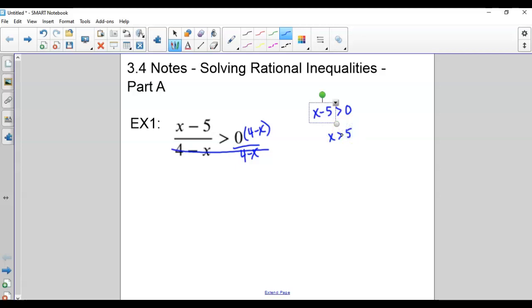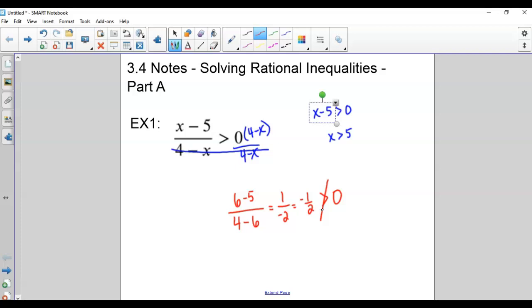Now, here's the problem with that method. If I plug in 5, well, we don't want to use 5 because that'll give us 0. Let's use a number bigger than 5, so let's plug in 6. If I plug in 6, I do 6 minus 5 over 4 minus 6, and that is going to give me 1 over negative 2, which is negative 1/2. That is not greater than 0. So I solved it the same way I was solving rational equations, but my answer was incorrect.